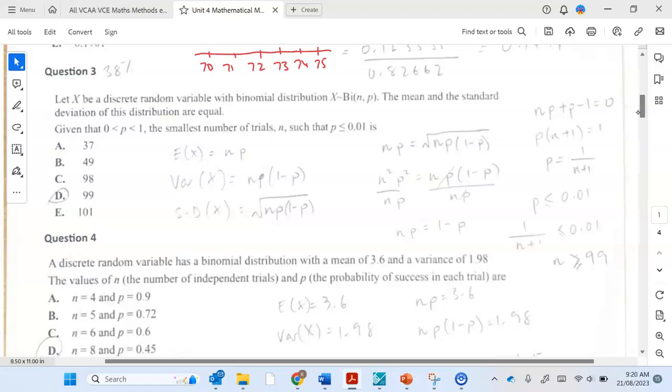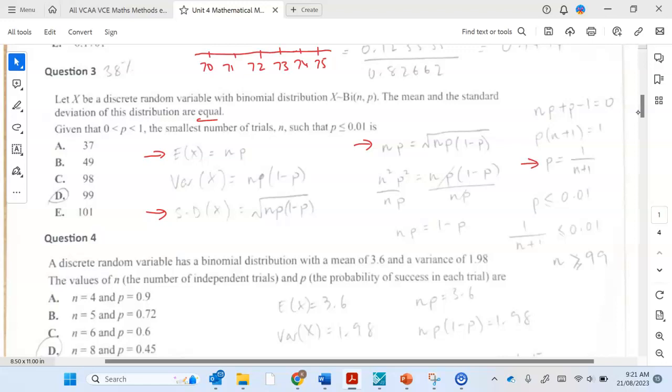So X is a discrete random variable with a binomial distribution. The mean and standard deviation of this distribution are equal, so that's important to note. Given that P is between 0 and 1, the smallest number of trials N such that P is less than or equal to 0.01 is. All right, so we need to use our expected value formula, or our mean, and there's our standard deviation formula. So they're equal to each other because they said the mean and standard deviation are equal, so you can see I've done that here. And then I've gone through and got P in terms of N.